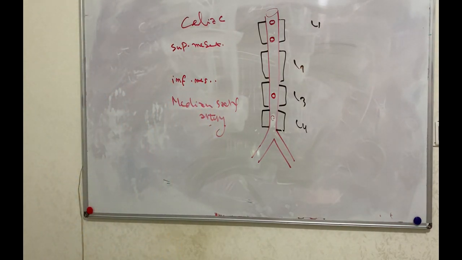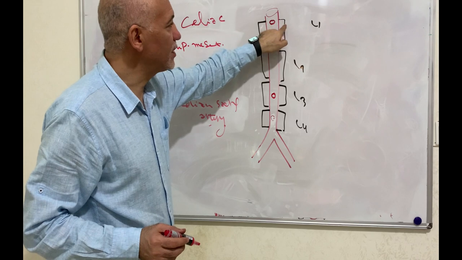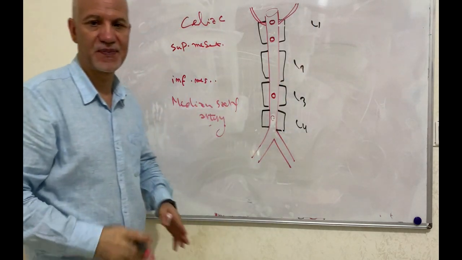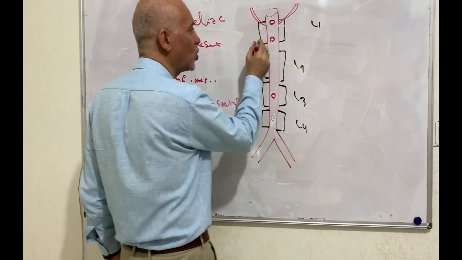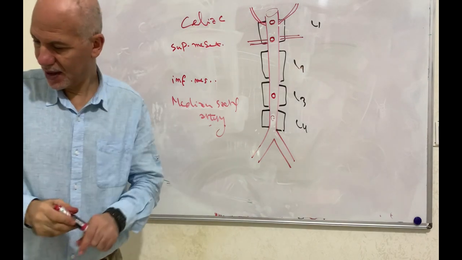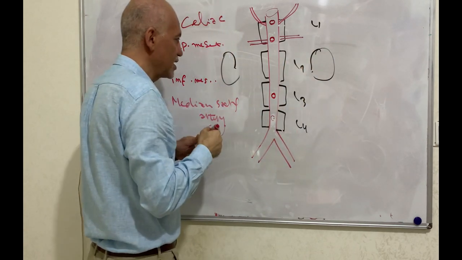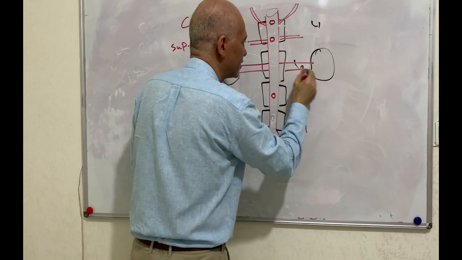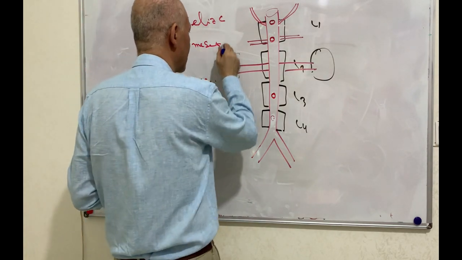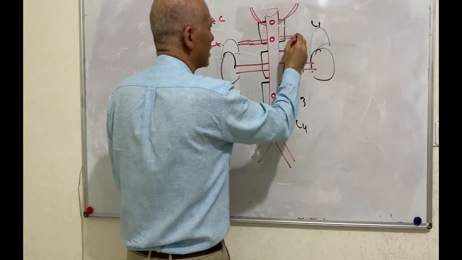Paired branches: at the level of the upper border of the first lumbar vertebra, the phrenic arteries to the diaphragm. Opposite the lower border of the first lumbar vertebra, the middle suprarenal arteries. This is the kidney, right and left, with the renal artery opposite the second lumbar vertebra. This is the suprarenal gland, right and left, and this artery is called the middle suprarenal to the suprarenal gland.